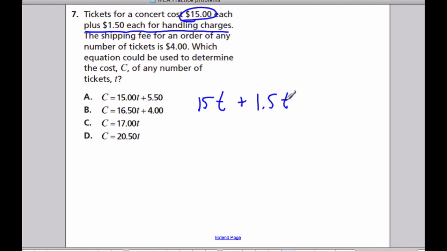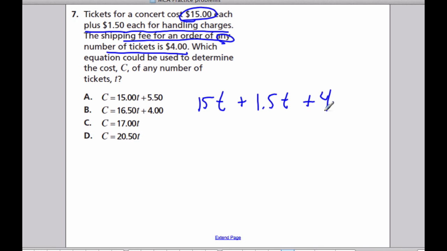The handling charge is what they use to pay somebody to organize the tickets and put them in an envelope and mail it to you. But alongside that, the shipping fee for an order of any number of tickets is $4. In other words, no matter how many tickets I order, it's just going to cost me $4, if I order 1 ticket or if I order 50 tickets. It's still going to cost me $4 to get it out the door and shipped to my house. So this is going to be plus 4, but it's not times tickets, because the tickets don't matter at that point. It doesn't matter how many I get, it's still going to be a $4 charge.